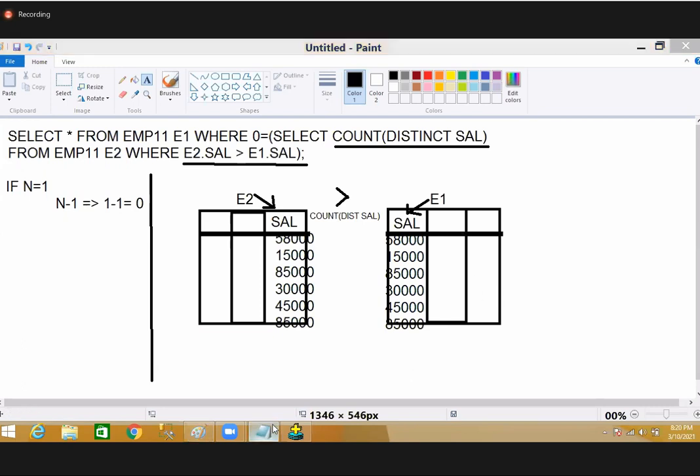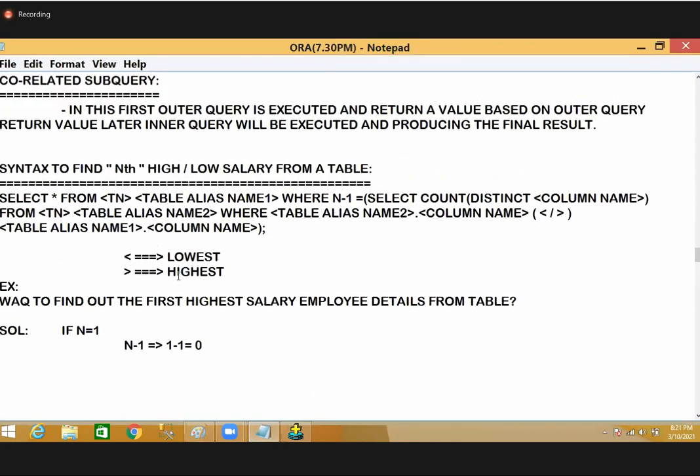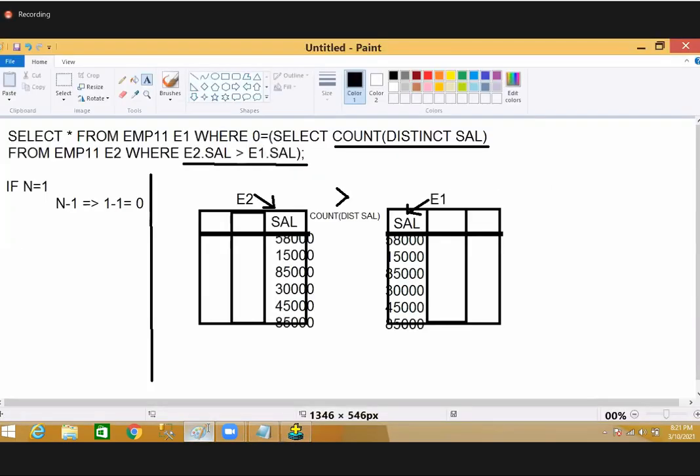So the outer query is executed, that is your correlated. I already gave the definition for you. In this, first the outer query is executed and returns a value, based on the outer query value the inner query will be executed later. So that means your query execution starts from outer query to inner query. Now in this E1 and E2, E1 is the outer query, so the comparisons you have to do are E1 to E2.